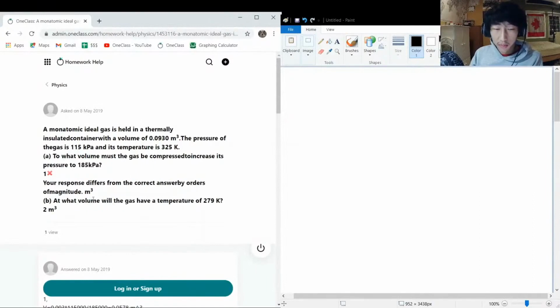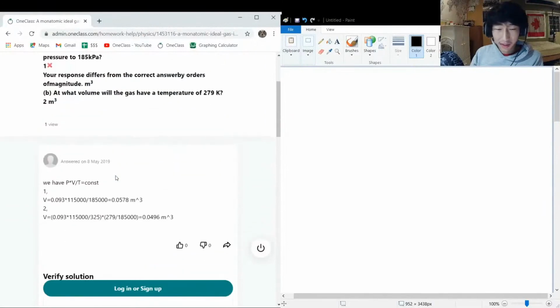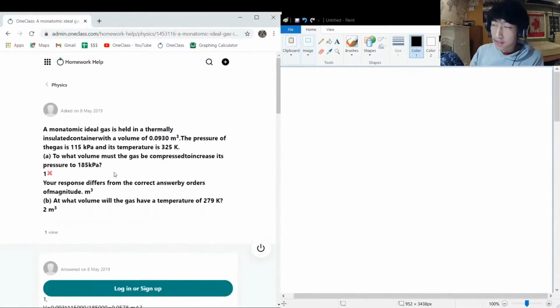And at what volume will the gas have a temperature of 279 Kelvin at 2 cubic meters? I think that might be the answer that they're giving us. But okay, let's do this question and let's figure it out.